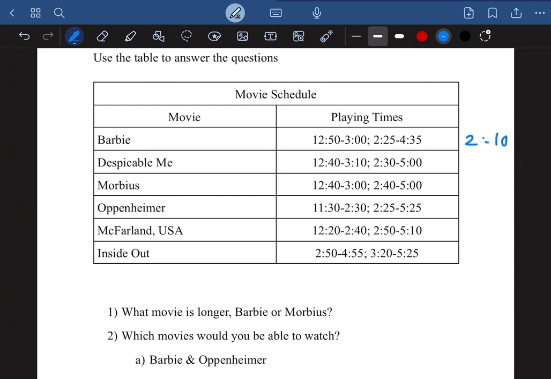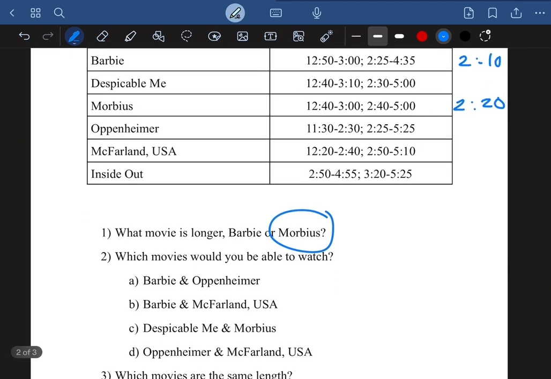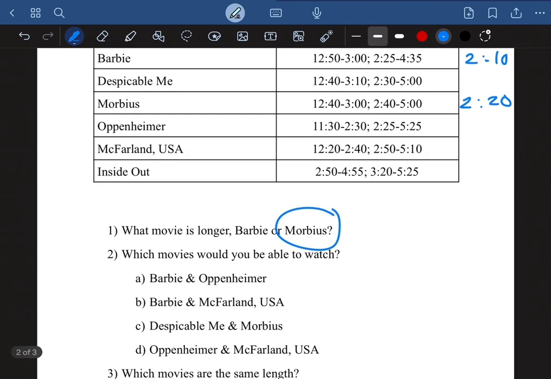For Morbius, the playing times are 12:40 to 3 and 2:40 to 5. So from this, we can tell that the length is 2 hours and 20 minutes long. So the Morbius movie is longer. Number 2, what movies would you be able to watch?